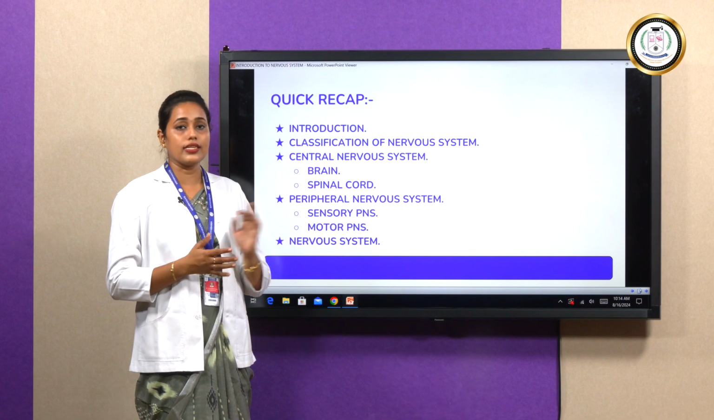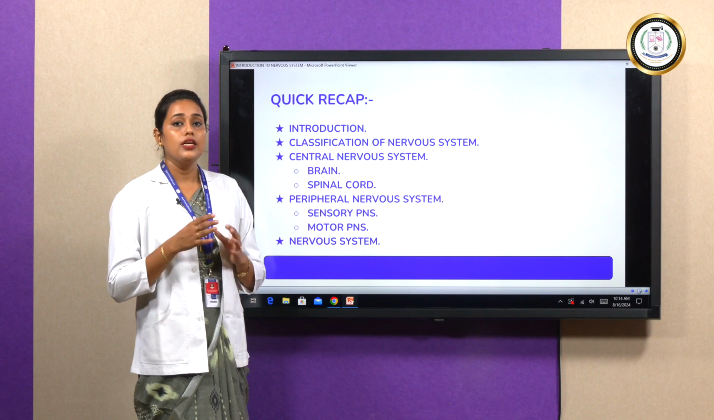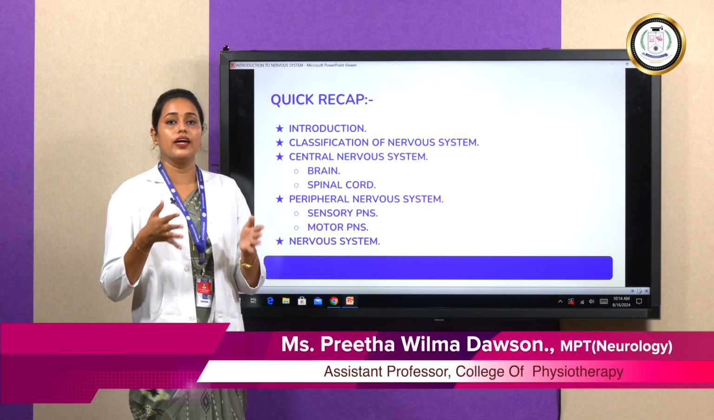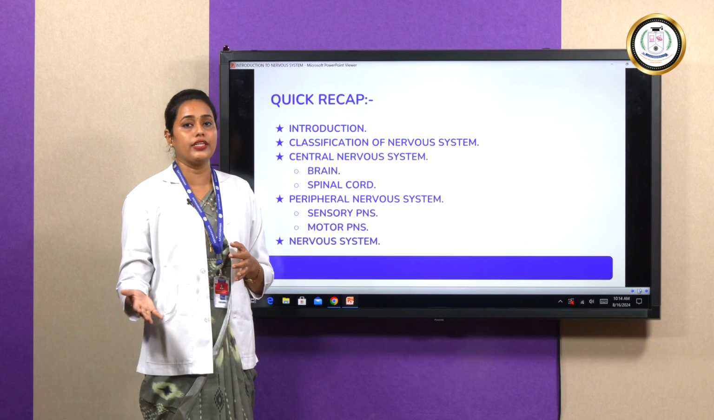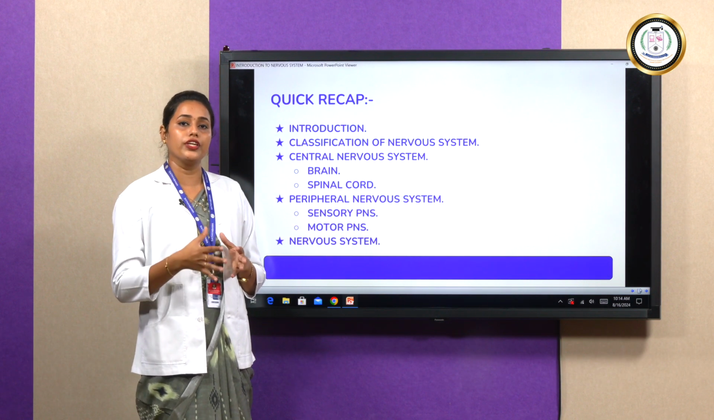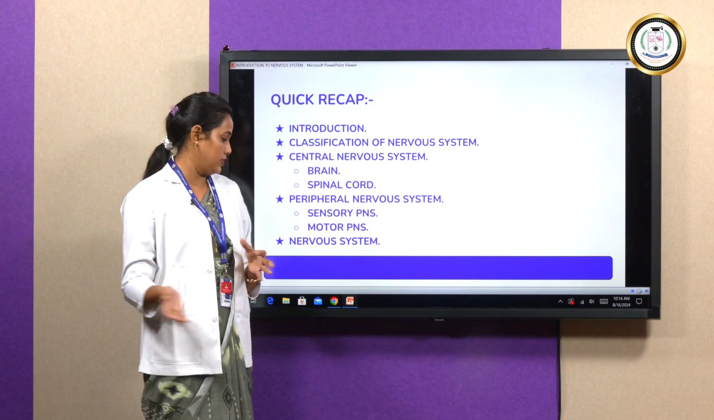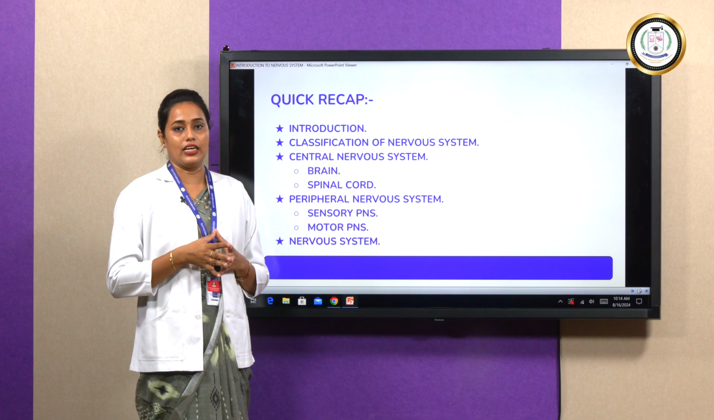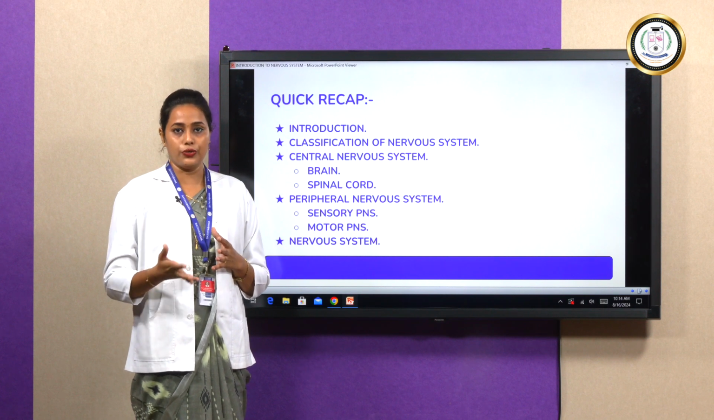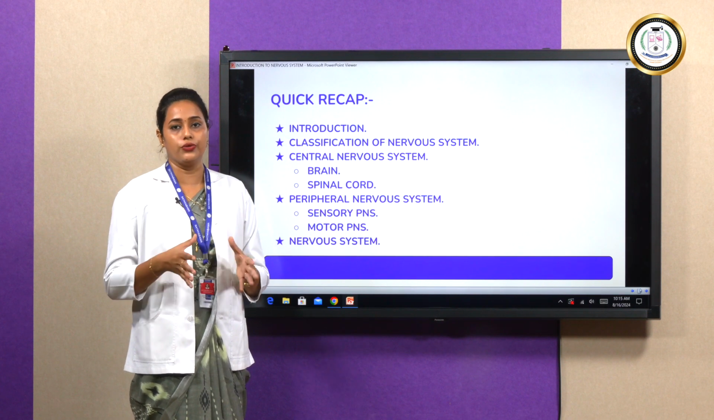Then we also started with the peripheral nervous system. This peripheral nervous system is divided into two major components. One is the sensory peripheral nervous system and the other is the motor peripheral nervous system. Then we had an overview of the nervous system, and also we discussed the cells which are found in the nervous system. One is the neurons and the other is the neuroglial cells.